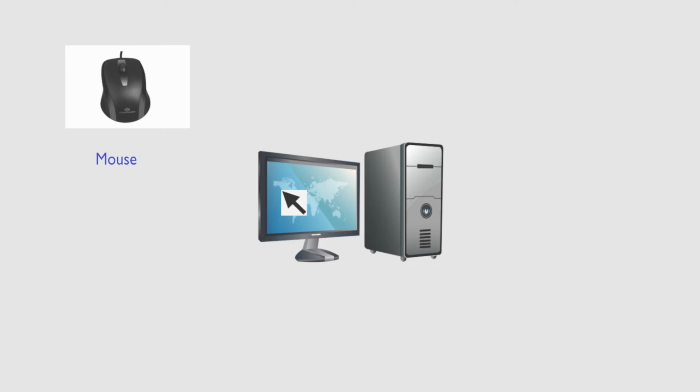A mouse has two buttons called the left and the right button, and a wheel is present between the buttons. A mouse can be used to control the position of the cursor on the screen.